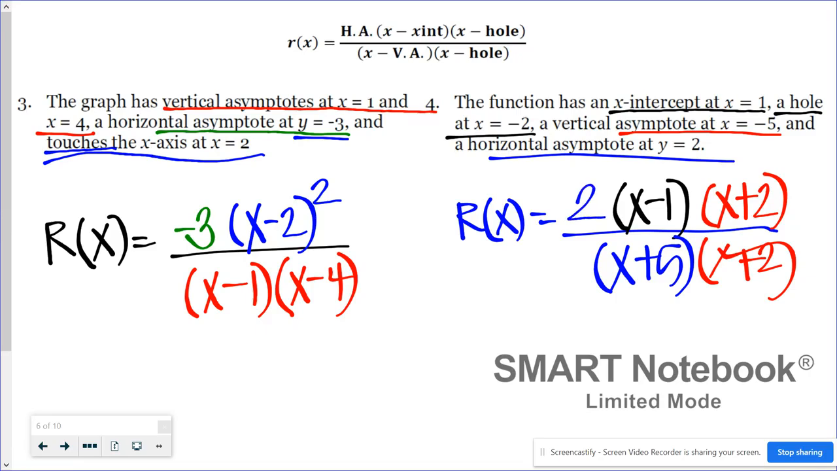So I've gone through the whole problem. I've written everything down in the right place. Do a degree check. Since there's a horizontal asymptote at y equals 2, is the degree of the numerator equal to the degree of the denominator? Yes, it is. Our function is good.